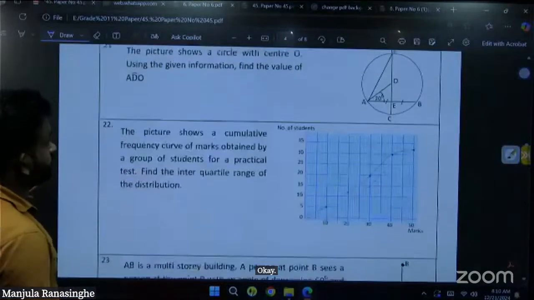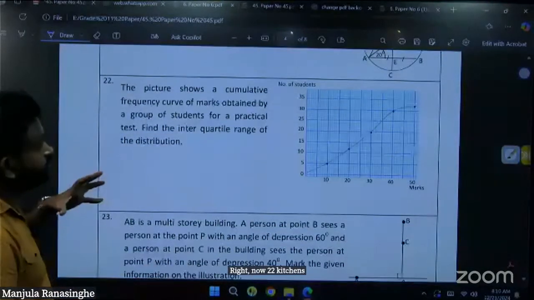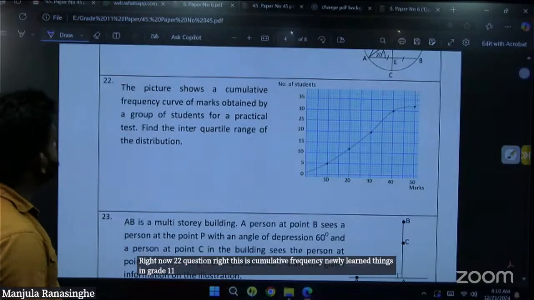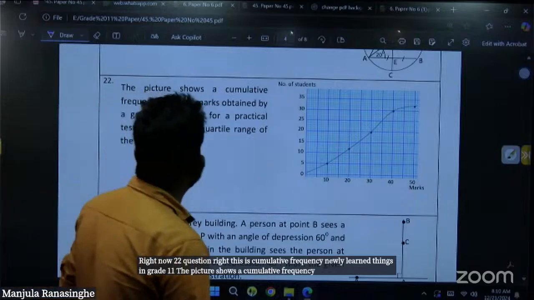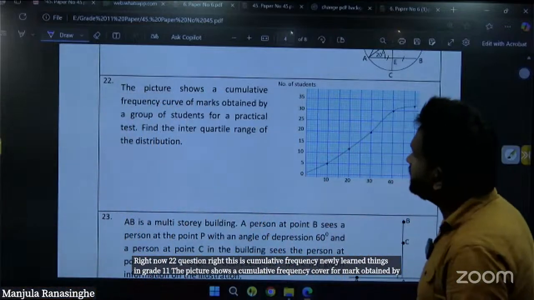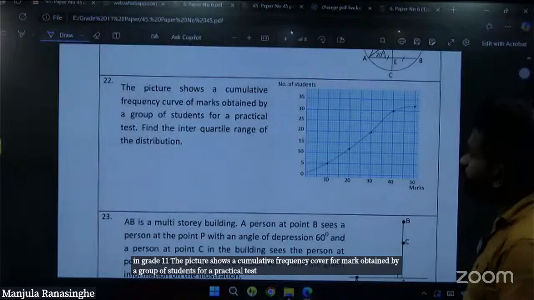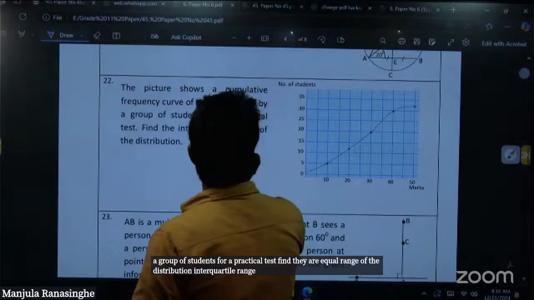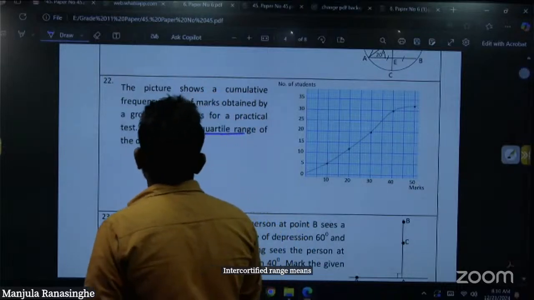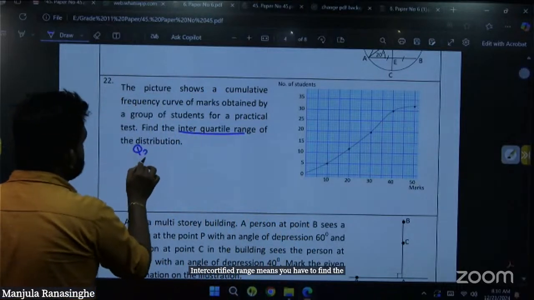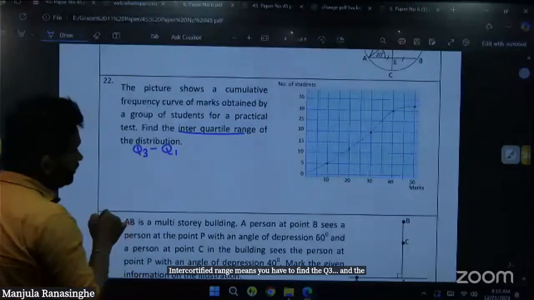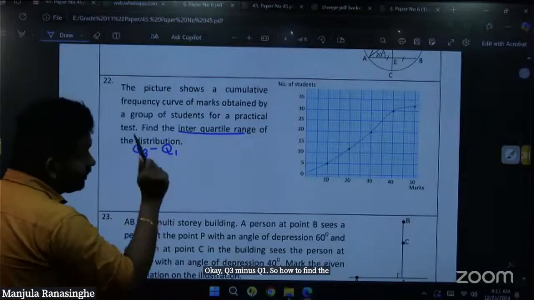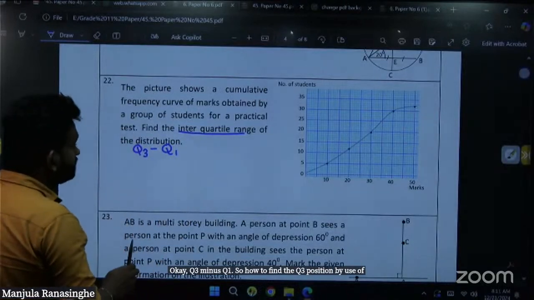Right, now question 22. This is cumulative frequency, newly learned things in grade 11. The picture shows a cumulative frequency curve for marks obtained by a group of students for a practical test. Find the interquartile range of the distribution. Interquartile range means you have to find the difference between Q3 and Q1. Okay, Q3 minus Q1. So how to find the Q3 position by use of this cumulative frequency?